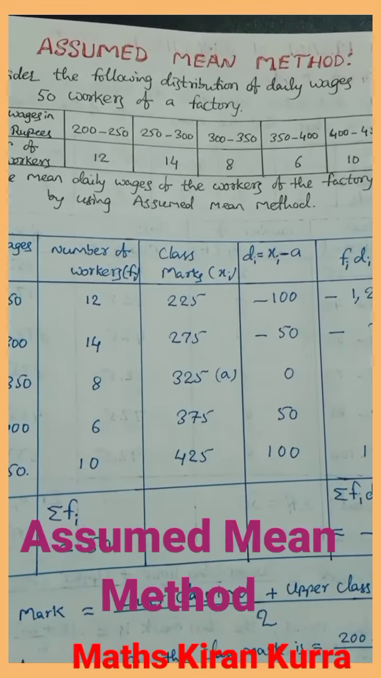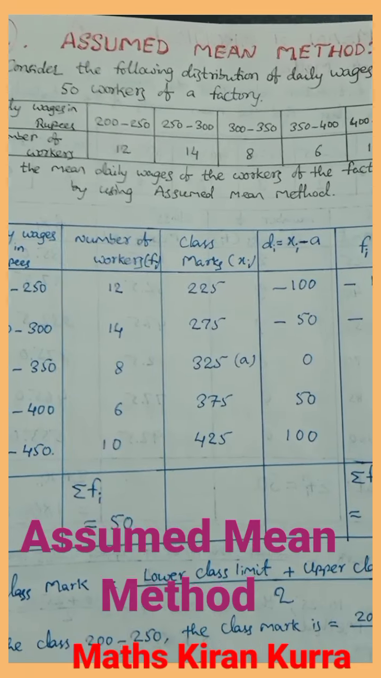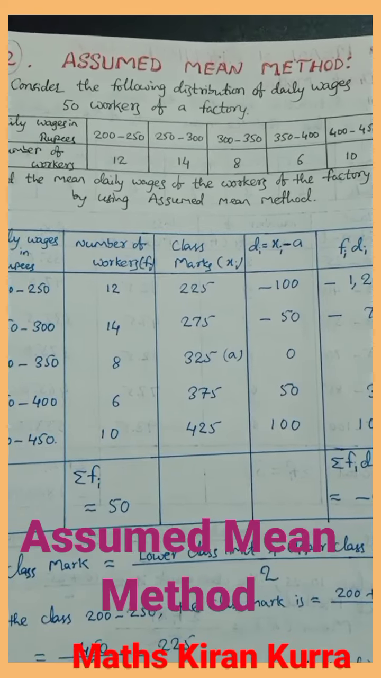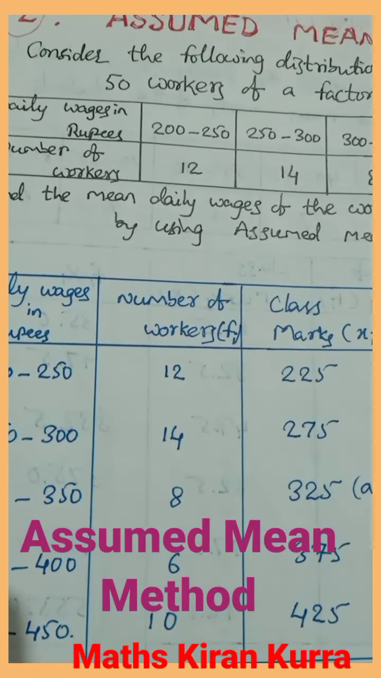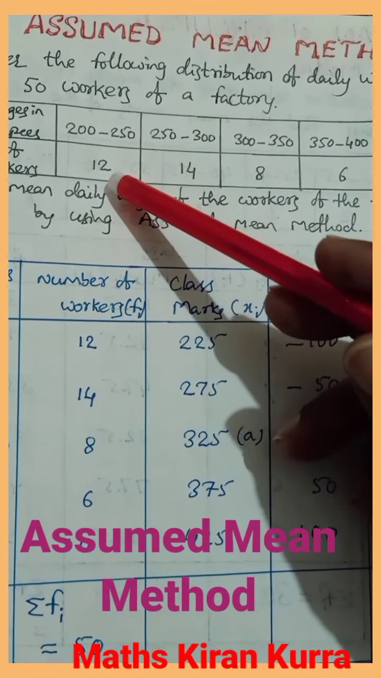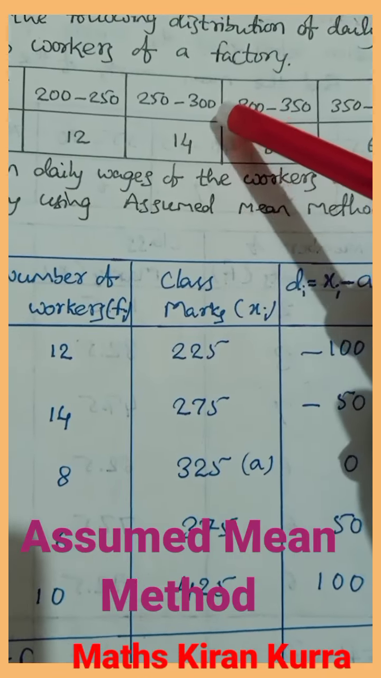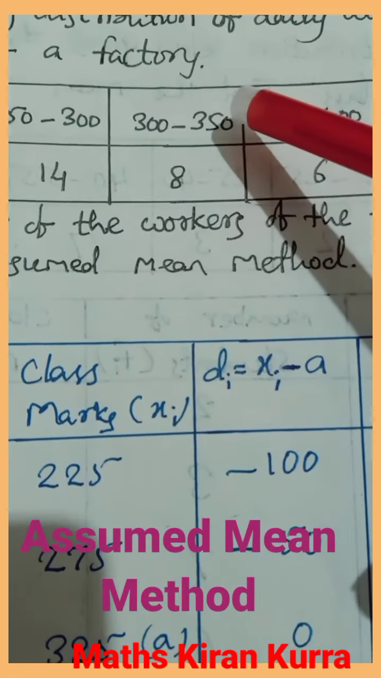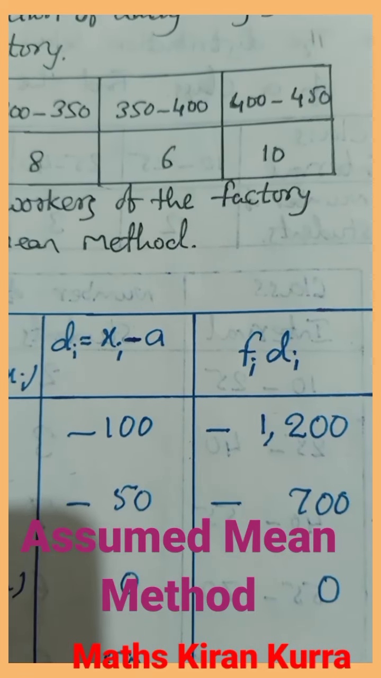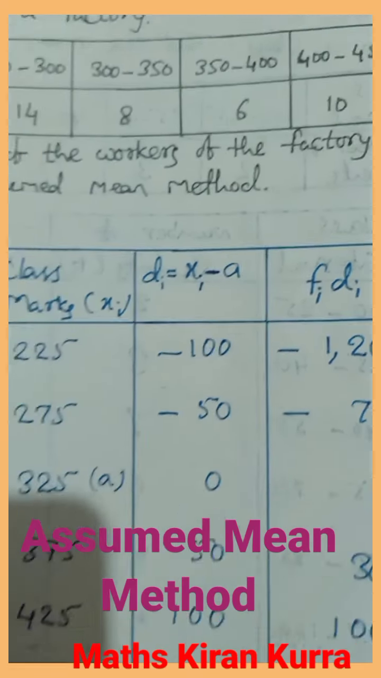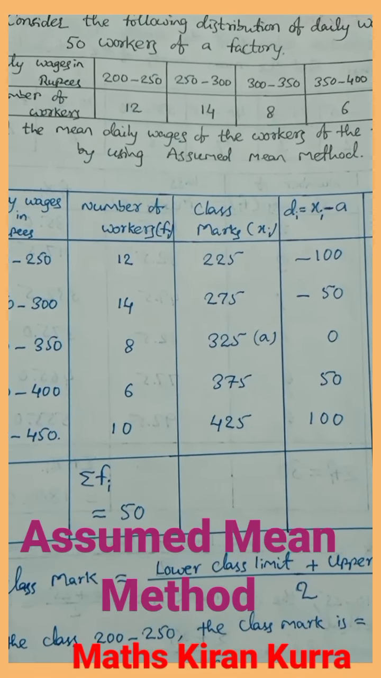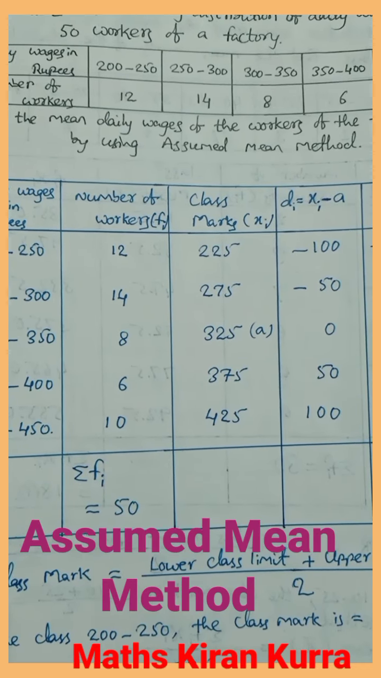Now, one example. Consider the following distribution of daily wages of 50 workers of a factory. Here we are given daily wages and number of workers. 200 to 250, 12 workers; 250 to 300, 14; 300 to 350, 8; 350 to 400, 6; 400 to 450, 10. Now we want to find the mean daily wages of the workers of the factory by using the assumed mean method.